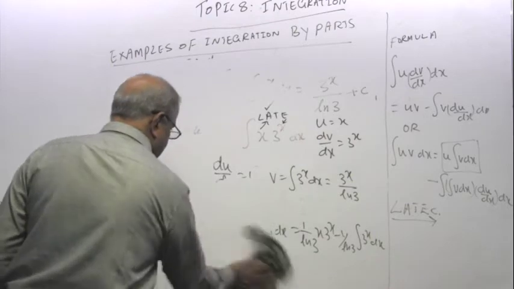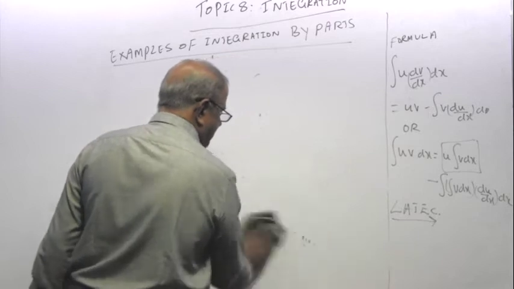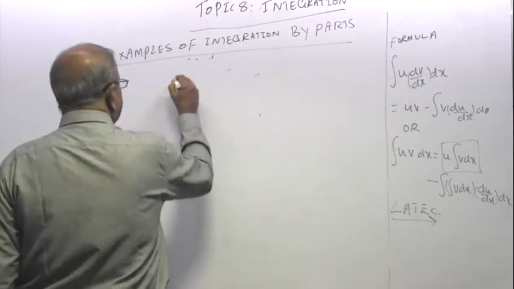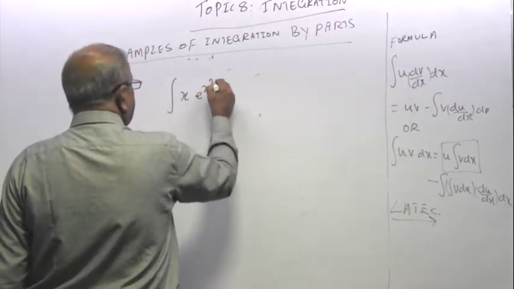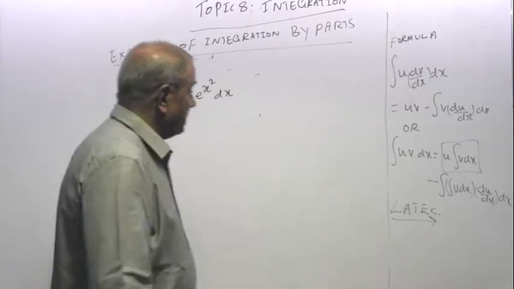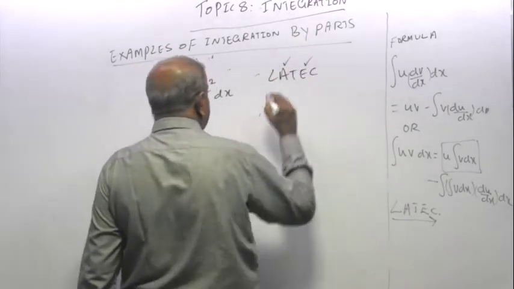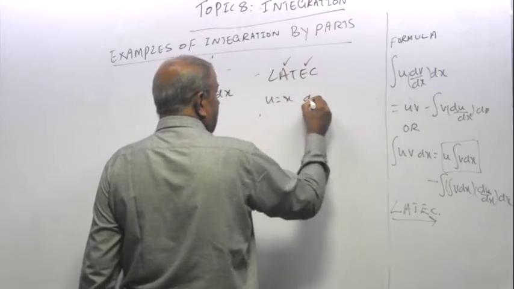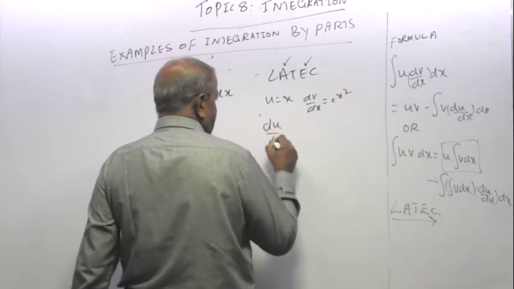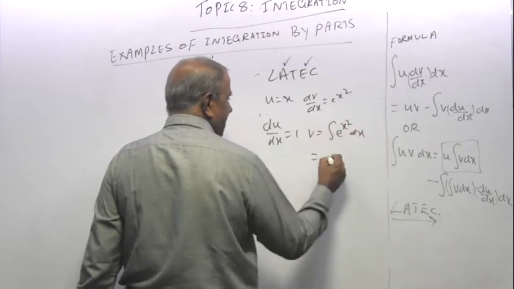Number 5. Integral x e power x squared dx. The moment I see this, straight away LATEC. So you got an A, you got an E. So u is x, dv by dx is e power x squared. Fine. du by dx is 1, v is integral e power x squared dx, and I have come across students doing this.